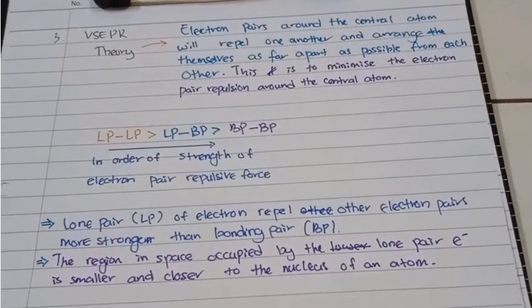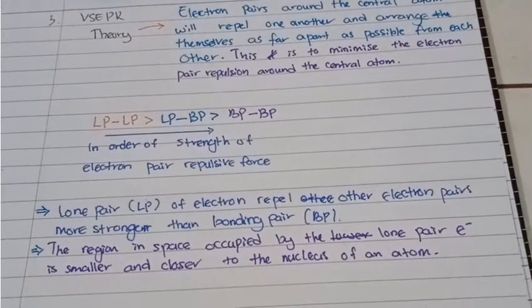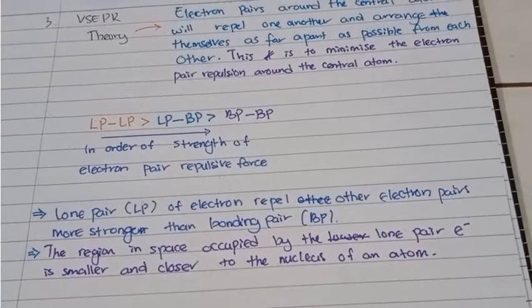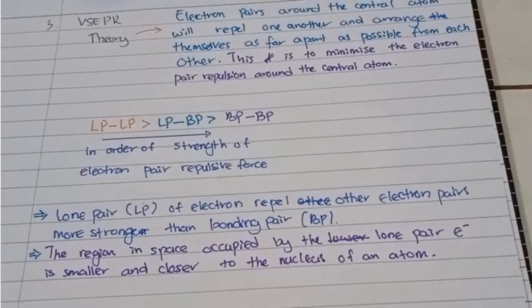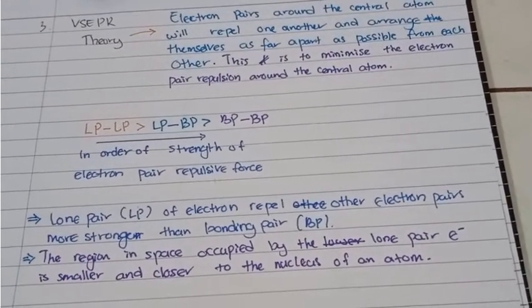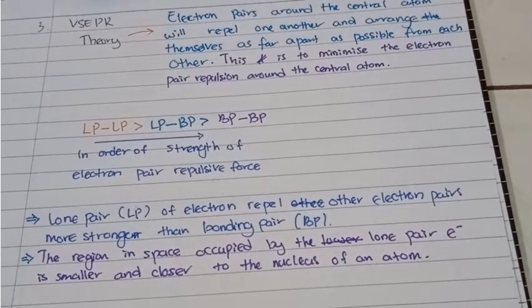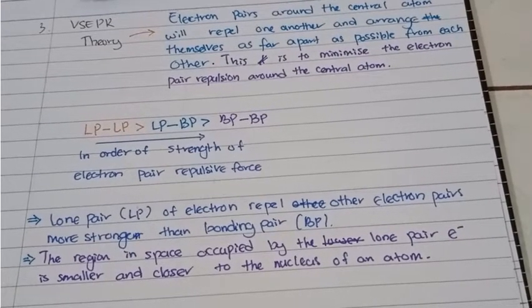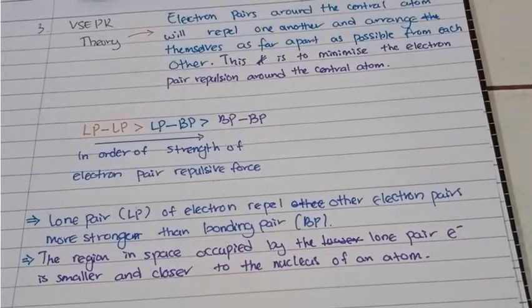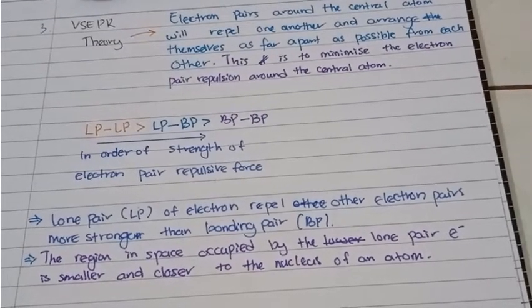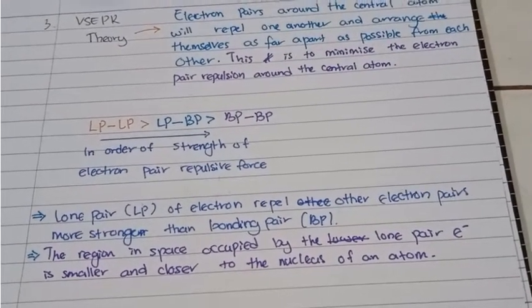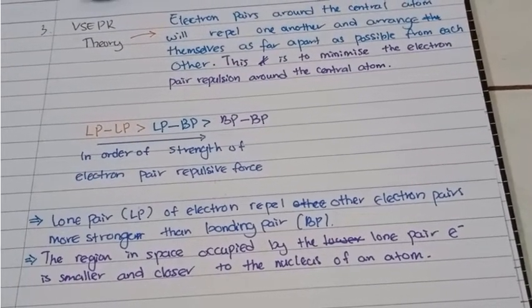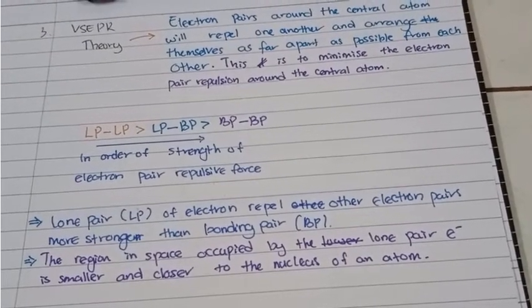Okay, VSEPR theory or valence shell electron pair repulsion theory: electron pairs around the central atom will repel one another and arrange themselves as far apart as possible from each other. This is to minimize the electron pair repulsion around the central atom. Okay, now we look at the order of strength of electron pair repulsive force. We need to know that lone pair electrons repel other electron pairs more strongly than bonding pairs. This is because the region in space occupied by the lone pair electrons is smaller and closer to the nucleus of an atom.